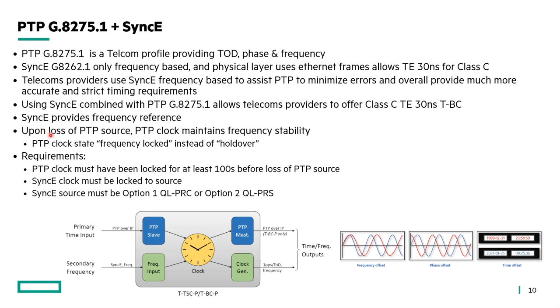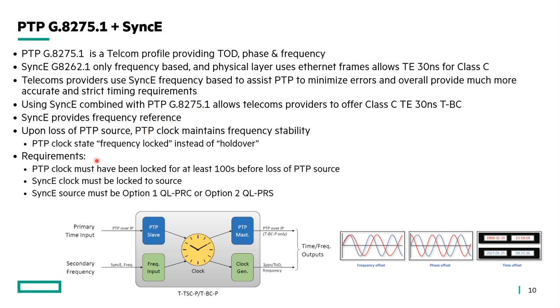Now let's look at a use case. What happens if the PTP source is lost? Basically, the PTP clock itself maintains frequency stability. Because SyncE has a frequency reference, the PTP clock locks itself to the frequency provided by SyncE. So instead of going into holdover, the PTP clock is now frequency locked, and this allows us to carry on having accurate and strict timing as required by 5G or even 4G networks.